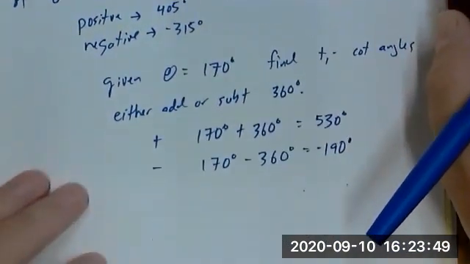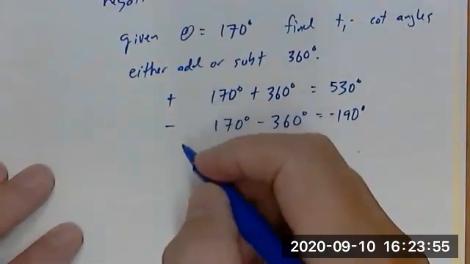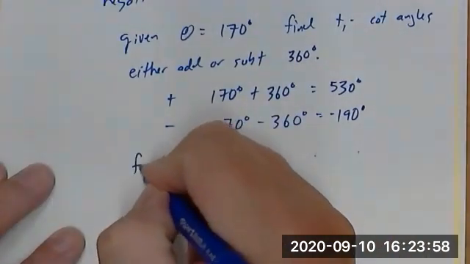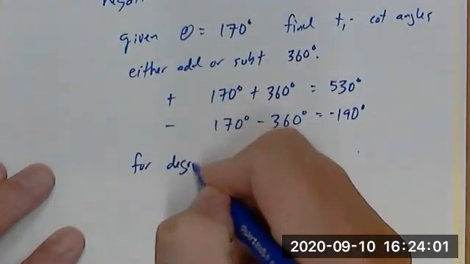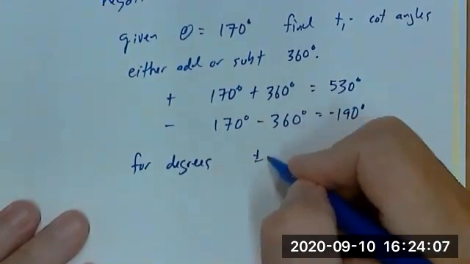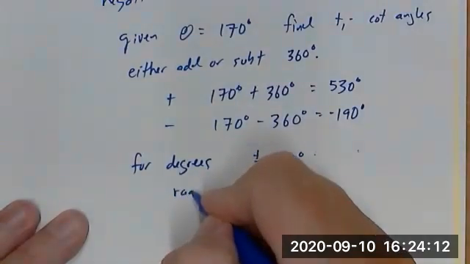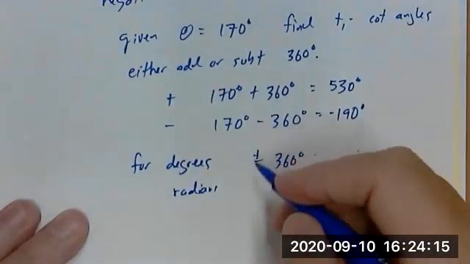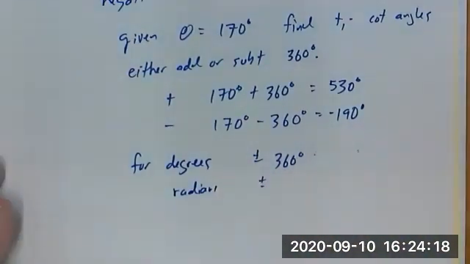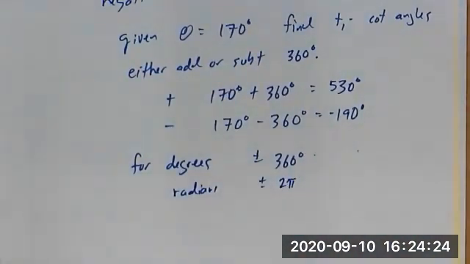Let's do problem number 2, if we started with angles in radians. So to find coterminal angles with degrees, we add or subtract 360 degrees. What would we do for radians? Well, 360 degrees is what in radians? It's 2 pi. So if we're given an angle in radians and we're asked to find coterminal angles, we're going to either add or subtract 2 pi.